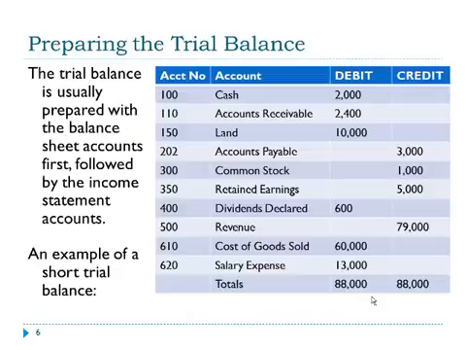Here's what a trial balance would look like in a very short form that can fit on this slide. They're usually prepared with the balance sheet accounts first, followed by the income statement accounts. So here you can see that we've got each account listed plus their balance. We have two columns here, one for debit and one for credit. And we have totaled the debits to $88,000, totaled the credits. They match exactly, $88,000.